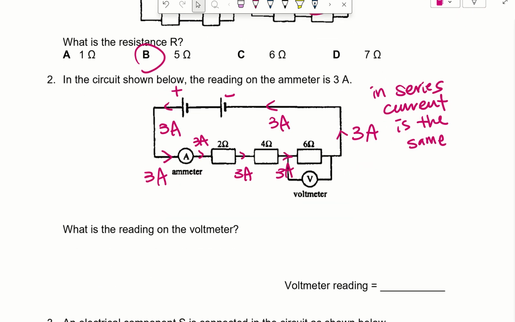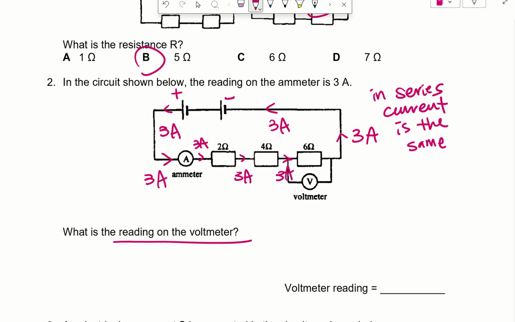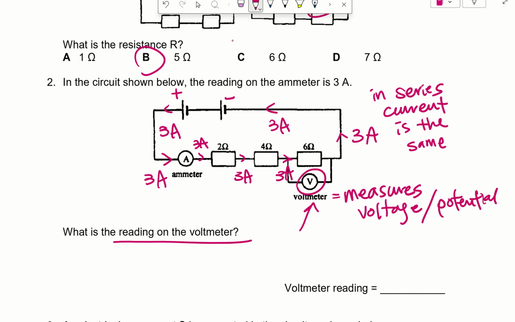Okay, so they want us to find out the reading on the voltmeter. So this is my voltmeter, and this is the circuit symbol for the voltmeter. You need to be able to draw this. What are they trying to find? What does the voltmeter measure? The voltmeter measures voltage. Okay, or another word for voltage is potential difference. So if it's measuring voltage, you need to know what is voltage represented. It is V. Okay, the formula that we use again is V equals IR.